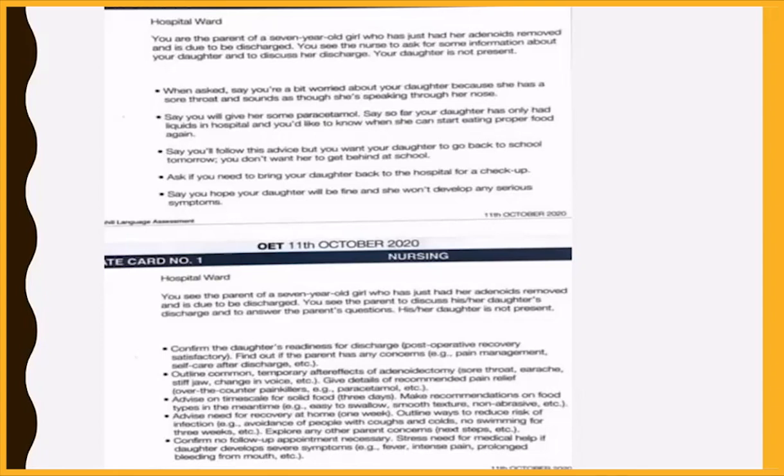Then outline ways to reduce risk of infection. Outline meaning explain. You can say, I shall also explain some of the ways to reduce the risk of infection. Please avoid contact with people who have cough and cold. Again, you can say, you should avoid your daughter from people with cough and cold.